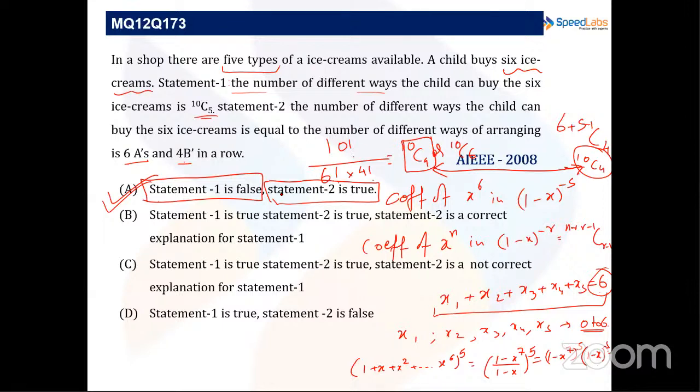Clear? Want me to repeat it? Moving to the next question.